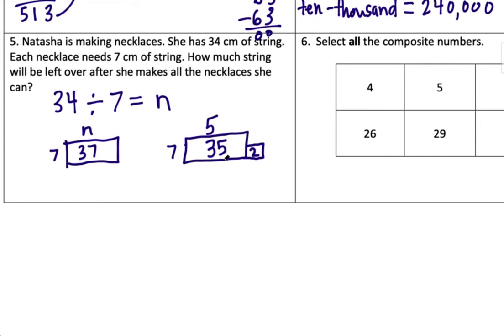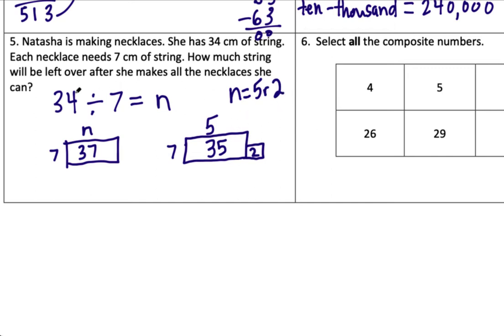Everybody see how I did this area model? I just broke 37 down into 35 plus 2. Why did I choose 35? Because that's the largest multiple of 7 that I could use to go into 37. 7 can't fit into 37 evenly, so that's why I used 35 and 2. That still makes 37. 7 can go into 35 5 times with 2 left over. So it looks like n is going to be equal to 5 with 2 left over, 5 remainder 2.